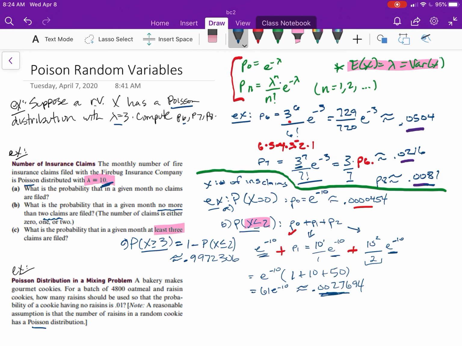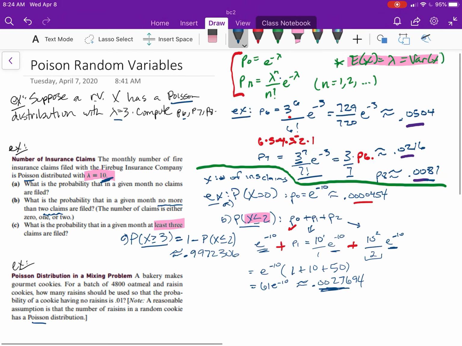One more example. Okay, so they're making cookies for a batch of 4,800 oatmeal and raisin cookies. So there's 4,800 cookies. How many raisins should be used so that the probability of a cookie having no raisins is 0.01? All right. And then it tells us it's Poisson. So let's go and separate this.